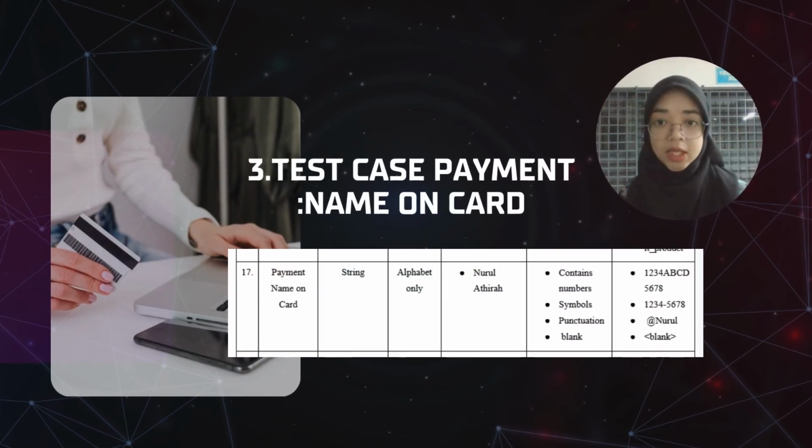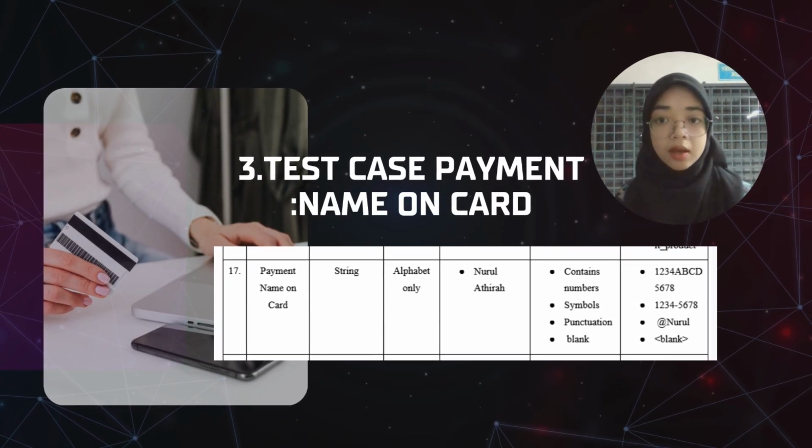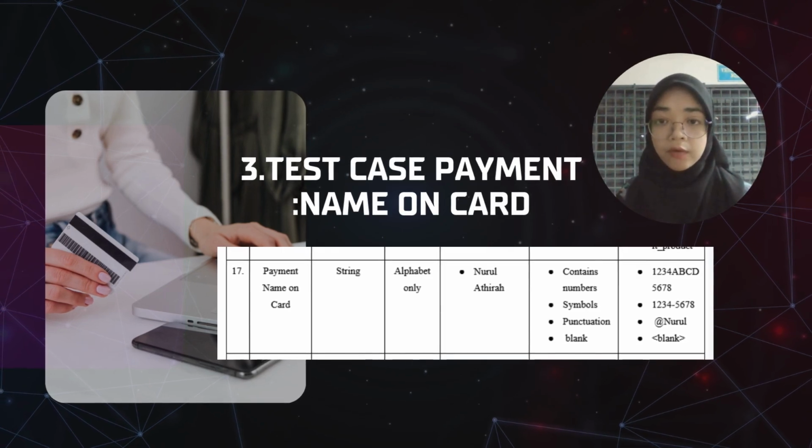The last test case is name on card for payment. This test checks that the name only uses alphabet letters. For example, valid data is Nurul Atira, the full name. Invalid examples are any name with numbers, symbols, punctuation, or blanks, such as @Nurul or 12345 ABCD 5678.